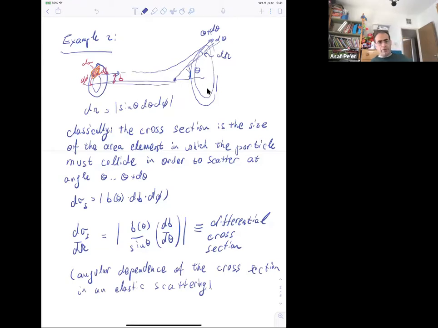Now, the really important thing to remember is that, classically at least, everything is determined once we know the impact parameter b, but practically we don't really have a way of measuring the impact parameter. What we can measure is the cross section. But of course, at least classically, they are dependent, right? Once you know the cross section, you know the impact parameter and vice versa.